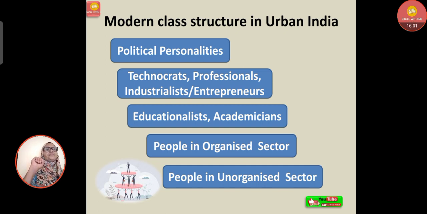Next, modern class structure in urban India. Let's understand here. Number 1, political personalities like ministers, members of parliament, etc., and civil servants. Secondly, technocrats, that means software engineers, chief executive officers, etc., and then professionals, they are doctors, lawyers, sportsmen, media persons, etc., and industrialists or entrepreneurs. Thirdly, educationists and academicians. Fourth, people in the organized sector other than the above categories such as servicemen, traders, etc. Lastly, the fifth one, people in the unorganized sector like hawkers, daily laborers, etc.